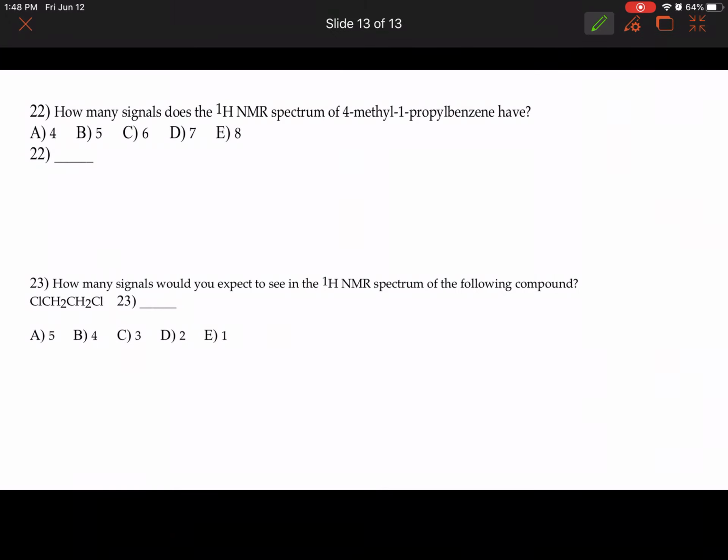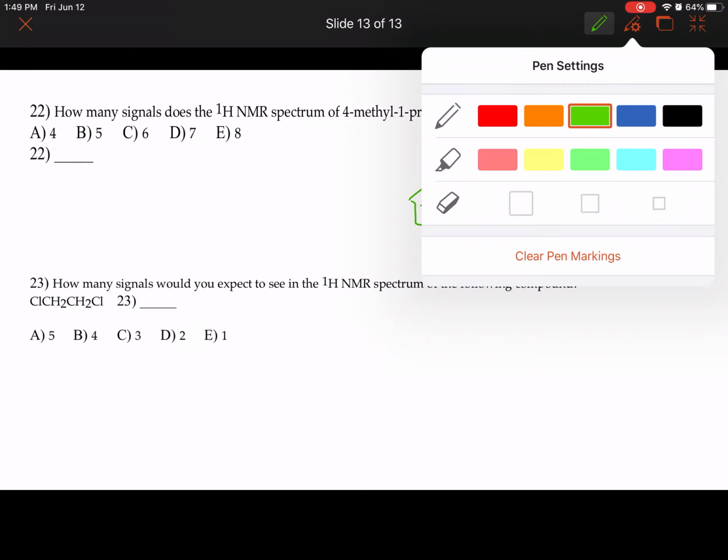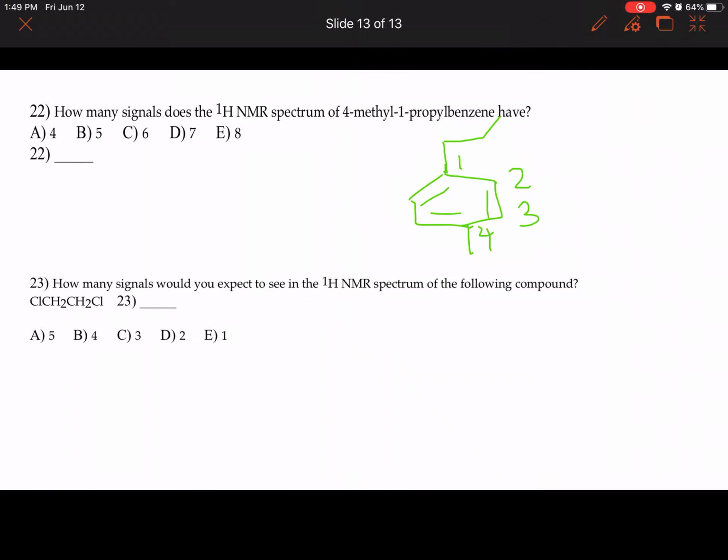How many signals in the proton NMR of 4-methyl 1-propyl benzene? So we need to know how to draw the molecule. So this is benzene. And then you can start numbering. If you give this carbon 1, that's a propyl group, meaning 3 carbons. So 1, 2, 3. 3 carbons, propyl group. And then on the 4th position, you have a methyl group. 1, 2, 3, 4. 4-methyl 1-propyl benzene. How many signals?